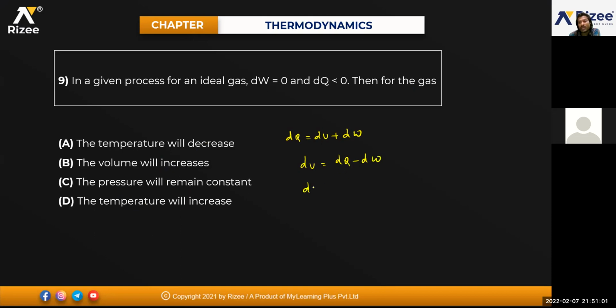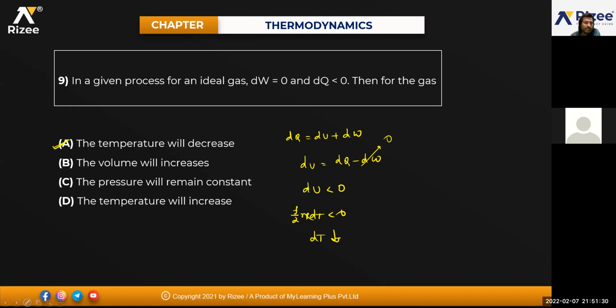So that means I can write here dU will be lesser than 0 because work done will be equal to how much for me? 0. dW is equal to 0 right now if I'm taking. So dU will be equal to dQ and dQ is lesser than 0. If dU is lesser than 0, so temperature will, it is nothing but f by 2 nR into dT will be lesser than 0. So the temperature will be decreasing. The temperature will decrease. A will be the answer.